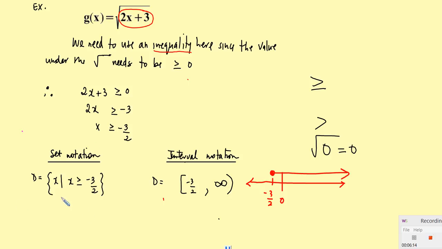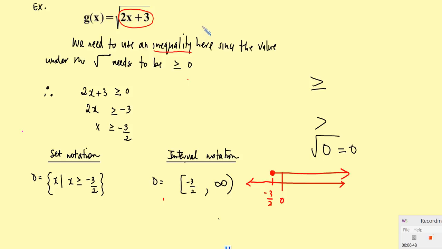So that in my set notation, it's just going to be the set of all x, such that x must be greater than or equal to negative 3 over 2. Or in interval notation, I'm going to include negative 3 over 2, so I'll have a square bracket, and that'll go all the way to infinity, round bracket. Okay, so that's how we are solving these. So I hope that it's understood at this point.